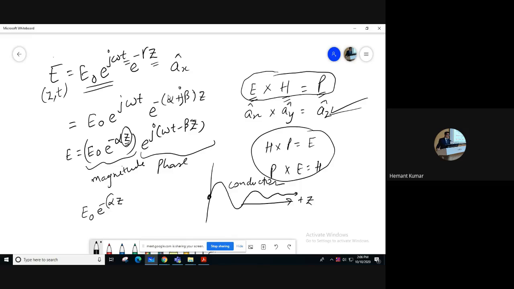And in the conductor, alpha is a very, very large quantity, right? In free space, alpha is equal to 0. So if alpha is equal to 0, this will become E naught. So in an EM wave in free space, there will be no change in the amplitude. The amplitude will remain constant. But in the conductor, the amplitude will start decreasing exponentially.